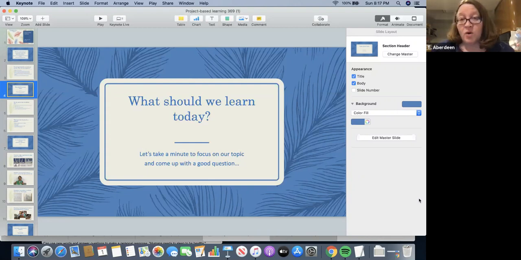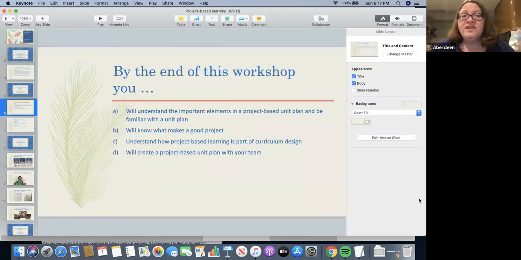And so here's my goal. We're hopefully going to look at the important elements in a project-based unit plan and think about what's in a project-based unit plan. You will know by the end of this lecture, in case you don't already, what makes a good project. And you'll understand how project-based learning is part of curriculum design. And you'll create, well, we won't have time to do that, but that's going to be your assignment that I don't have posted up yet. You're going to learn how to create a general project on your own, right?